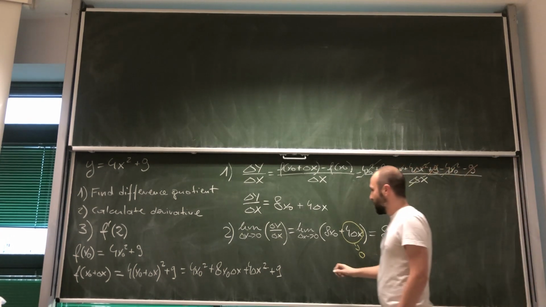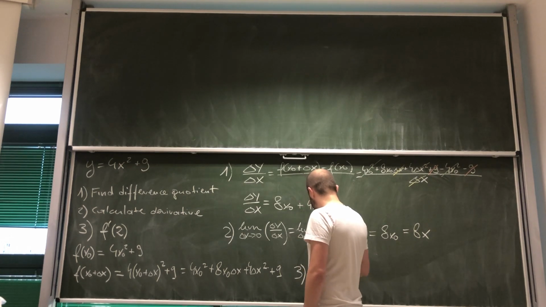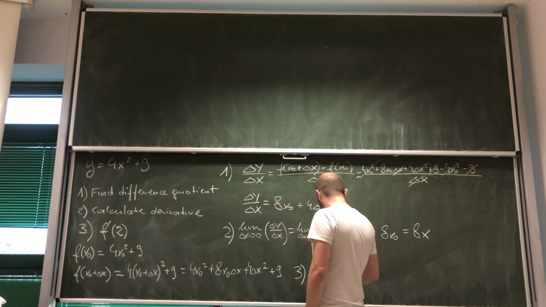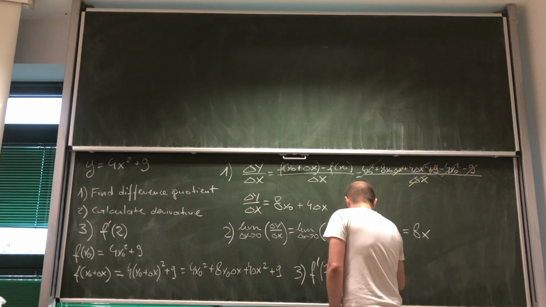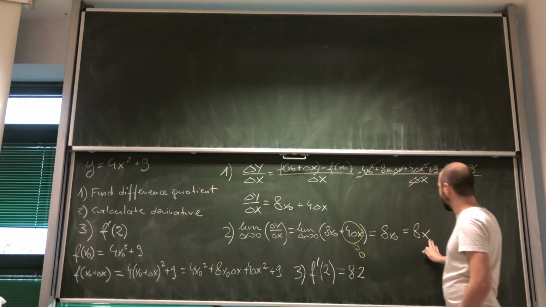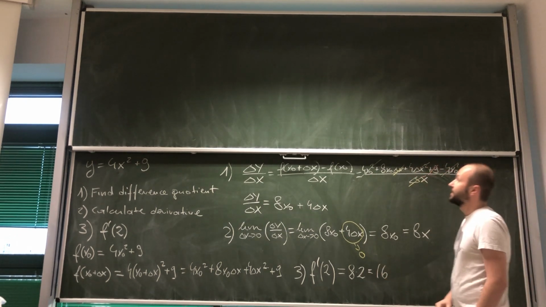And finally, what is the value of derivative if x is equal to 2? Well, we just get 8 times 2, because our function is 8x. It's 16.